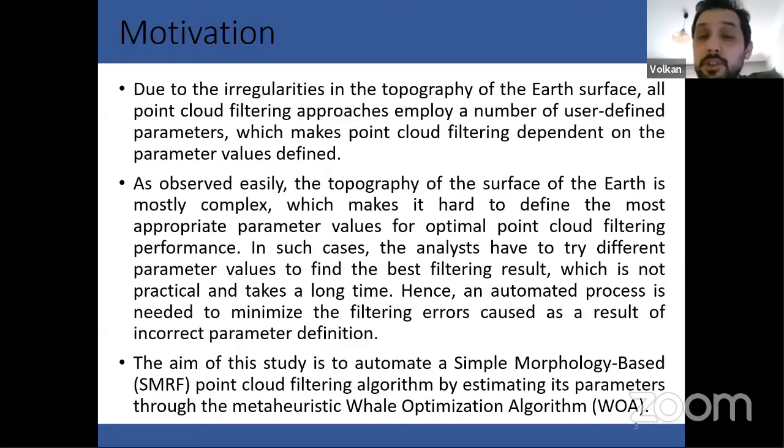So, an automated process is needed to minimize the filtering errors caused as a result of incorrect parameter definition. Considering this, this study aimed to automate a morphological-based filtering algorithm, SMRF. I will call this algorithm SMRF from now on, by estimating its parameters using the metaheuristic whale optimization algorithm.